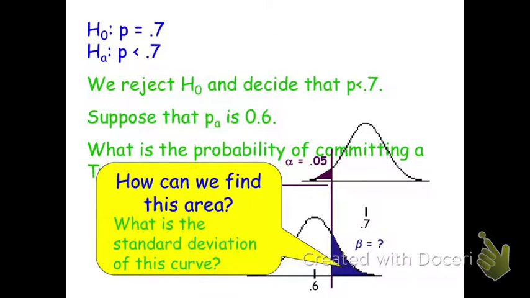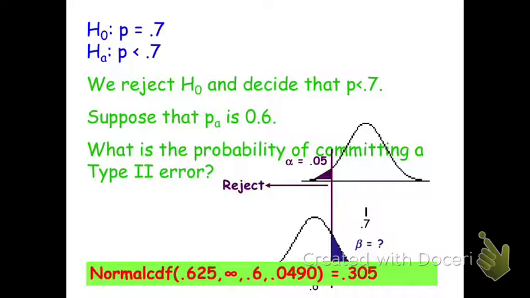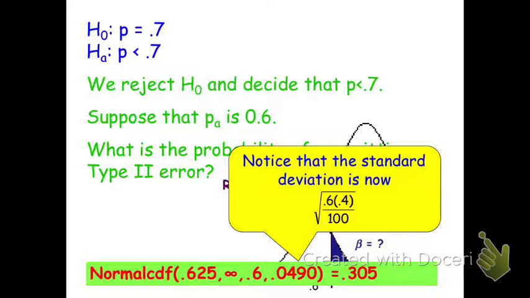I just need to now solve for the standard deviation. How do I solve for standard deviation? The formula is the square root of P times 1 minus P divided by N. So my mean is 0.6 and my standard deviation is 0.049, from the formula square root of P times 1 minus P over N. And then to find the area to the right, I use normal CDF.